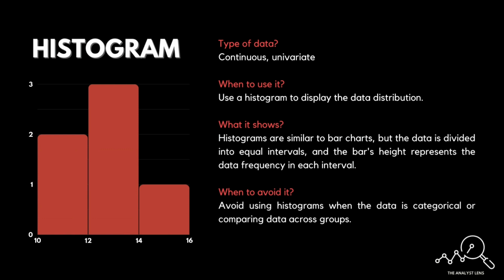A histogram should be avoided when the data is categorical and when comparing data across groups. For example, a histogram can be used to show the customer age distribution, product price range, or website visit duration.